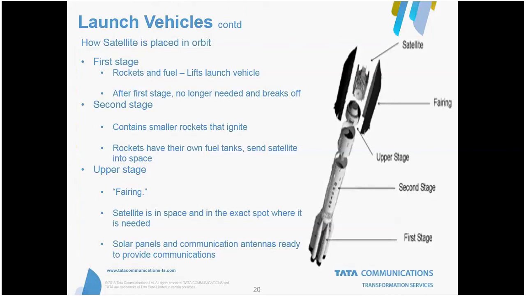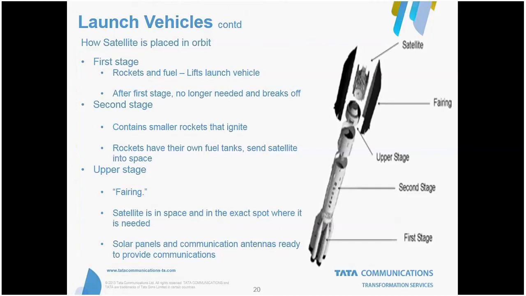Now, this first stage gets disintegrated at an altitude of 77 kilometers. So after 77 kilometers, the first stage disintegrates and falls off. So scientists make sure that the first stage falls in the ocean. Once the first stage is dropped, the second stage gets ignited. So small motors get ignited, and the second stage is used to send the satellite into the space.